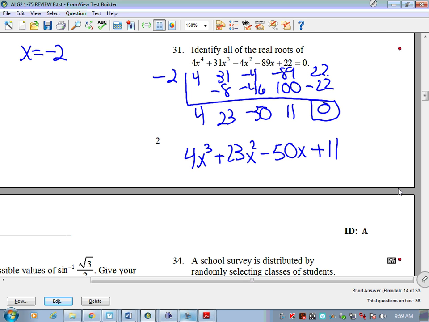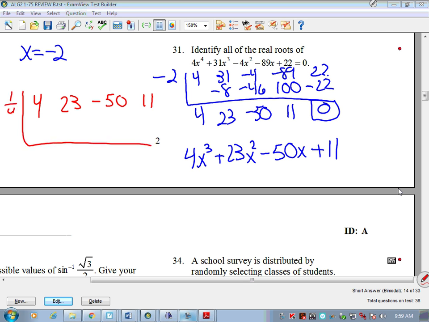1 goes into 11, and 4 goes into 4. Okay, so if I was to set up synthetic division again, we'd have 4, 23, negative 50, and 11. And if we tried 1/4, we'd bring the 4 down. What's 4 times 1/4? What's 1 times 4? 4. 4 divided by 4? 1. All right, so I'd put that 1 right there.